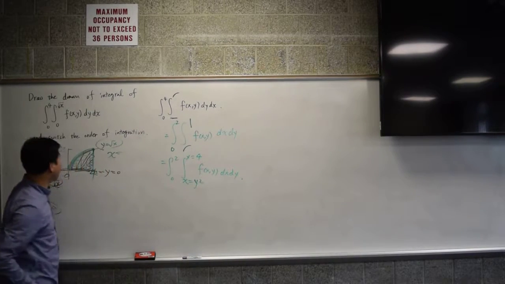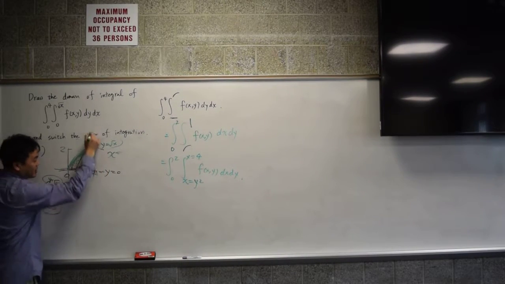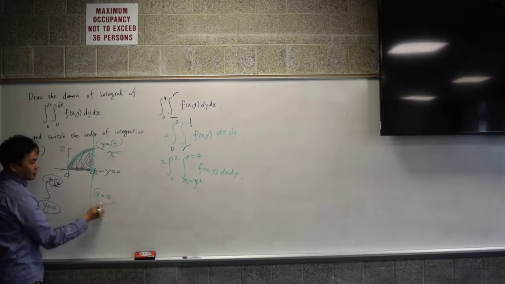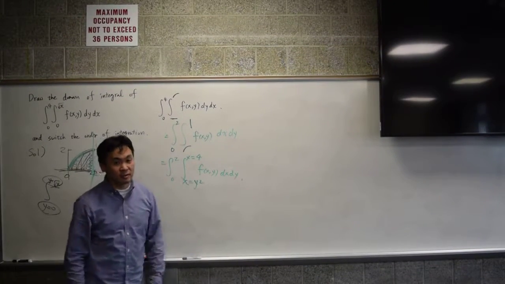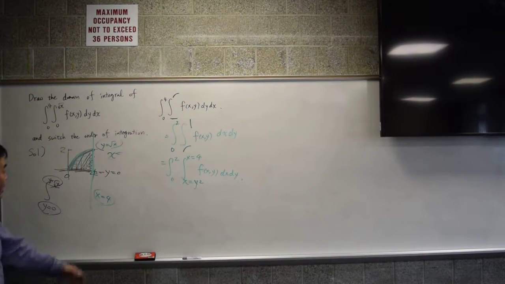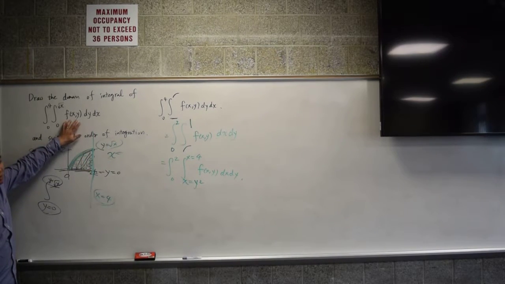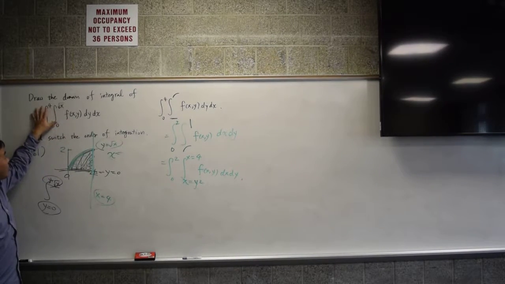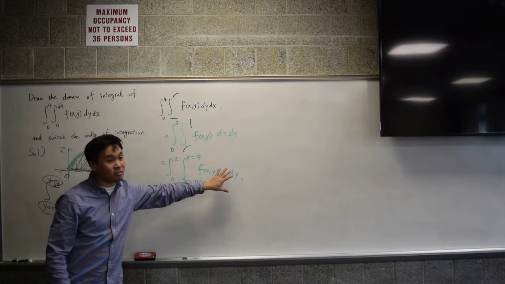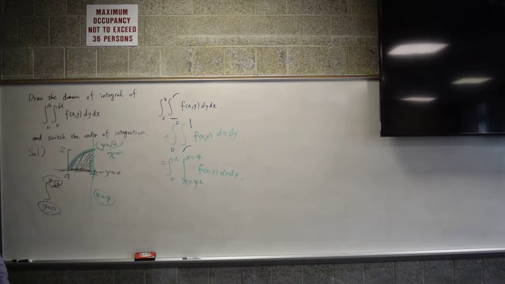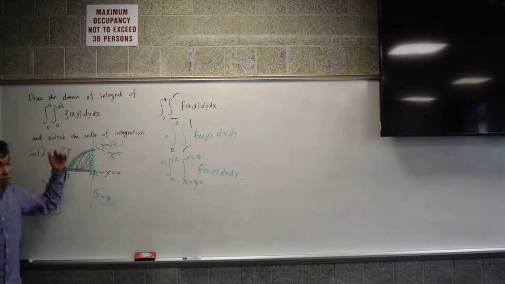Okay, because this vertical line here is the graph of x equals 4, right? So I put x equals 4. And that is equivalent to this integral. So whatever this function is, it could be any function. If you calculate this and if you calculate this, they're going to give you exactly the same answer. Okay? That's what I mean by changing the order of integration.